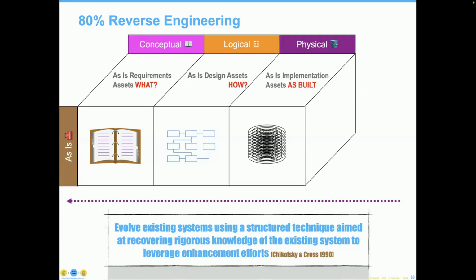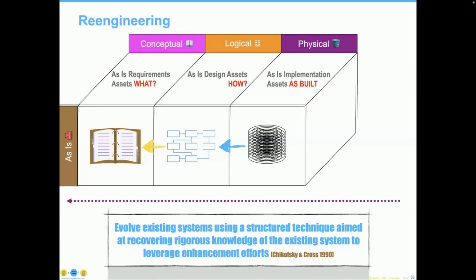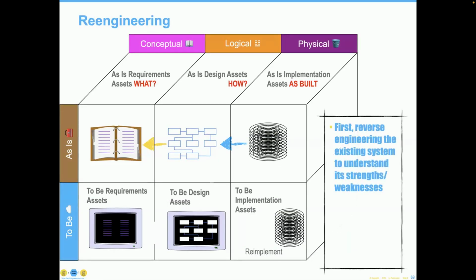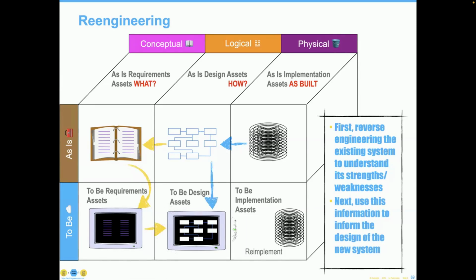Again, reverse engineering is evolving an existing system using a structured technique aimed at recovering rigorous knowledge of the existing system to leverage enhancement efforts. That's going from physical as is to logical as is, logical as is to conceptual as is. That second step is not always required, but if you are going to change the requirements, you do need that second step. So re-engineering then is first reverse engineering the existing system to understand its strengths and weaknesses, and next use this information to design the new system. This is truly the word re-engineering.